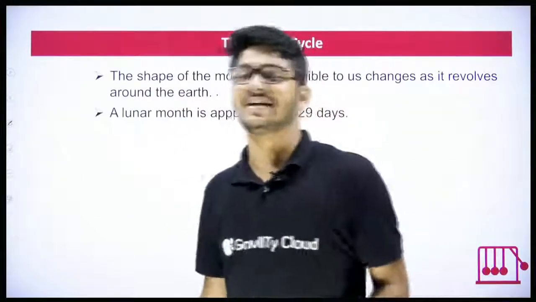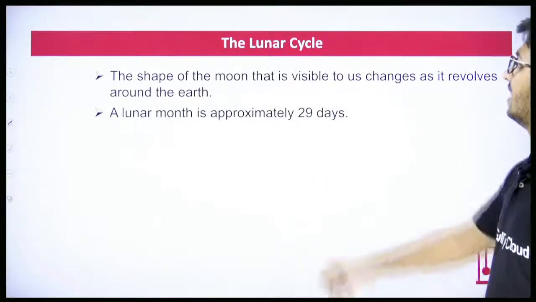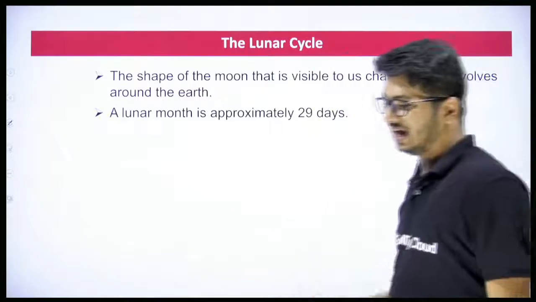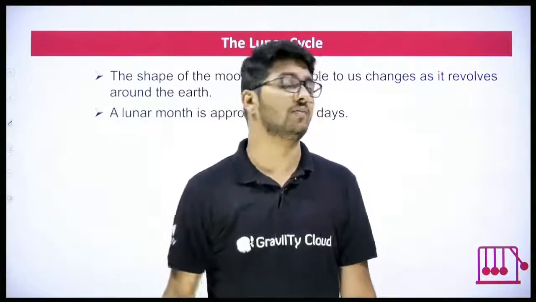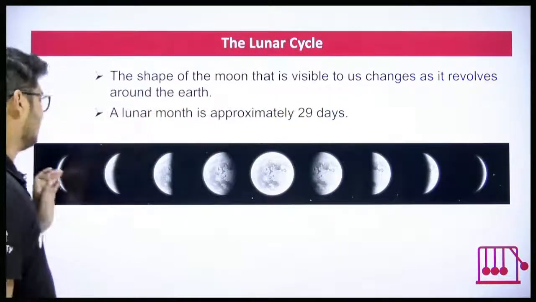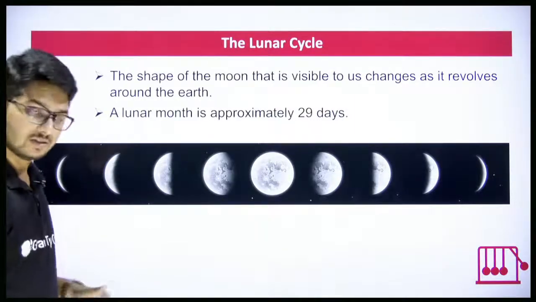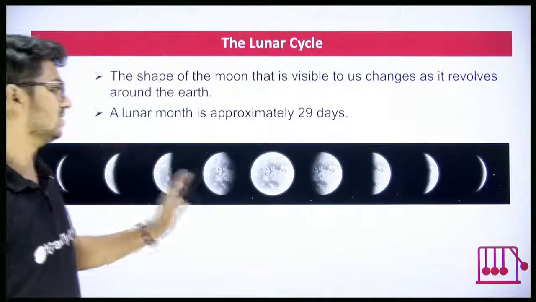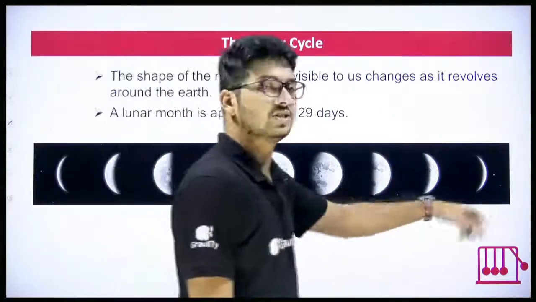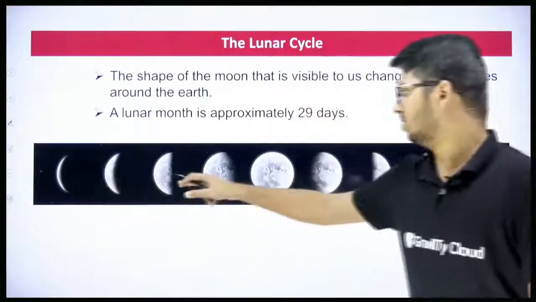Then only days? No, we had other natural examples also. That is the lunar cycle. Lunar refers to the moon, solar refers to the sun. And what is the speciality of the moon? If you look at the image, the shape of the moon that is visible to us keeps on changing. You can clearly see, yes or no?